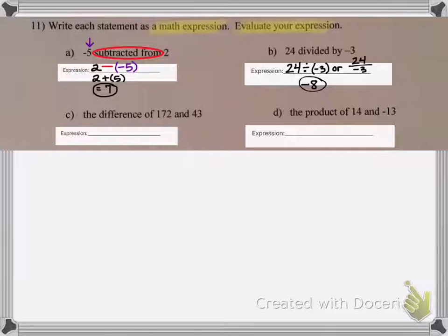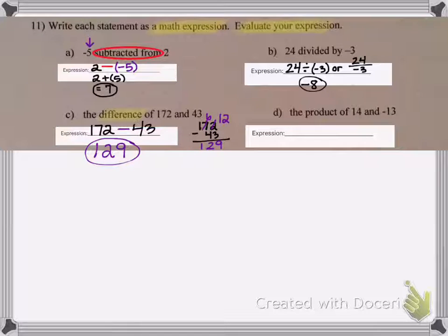Part C, the difference of 172 and 43. So difference implies that we are subtracting. So 172 minus 43. Off to the side I can show my work. And my final answer is 129.